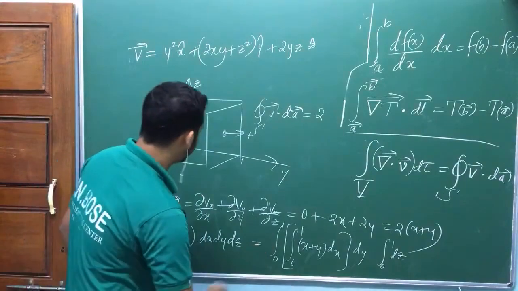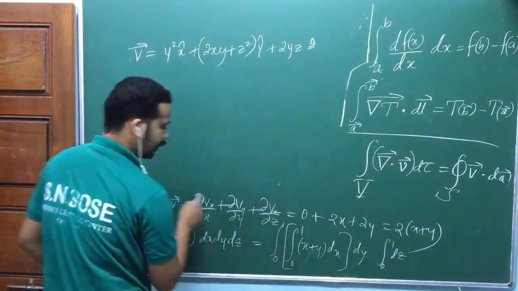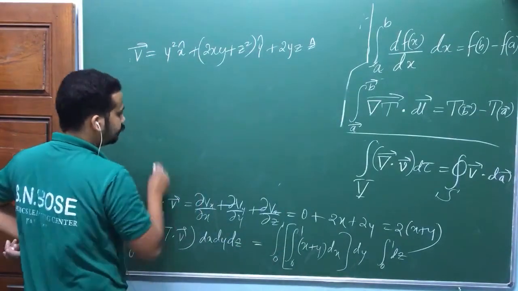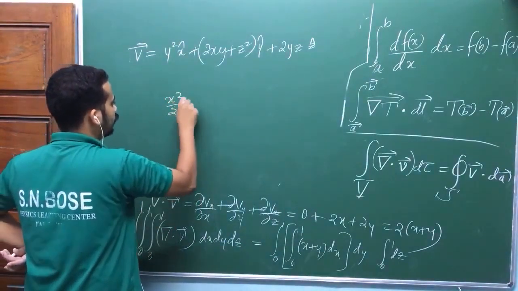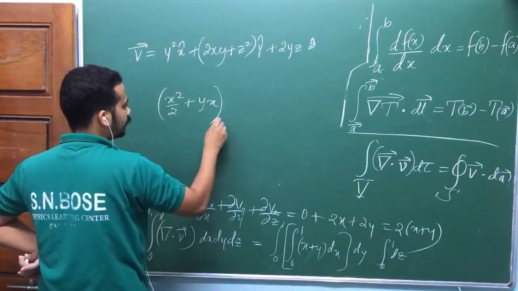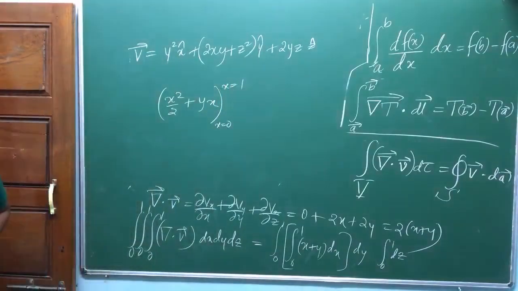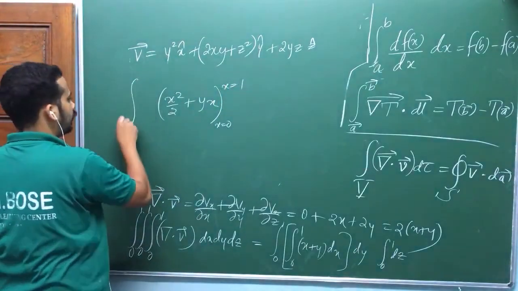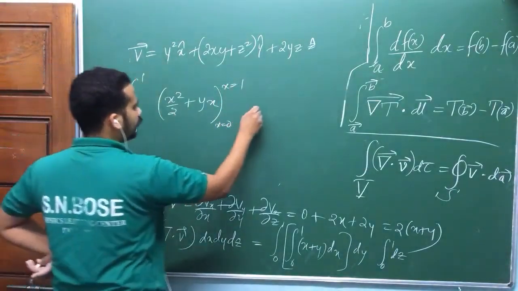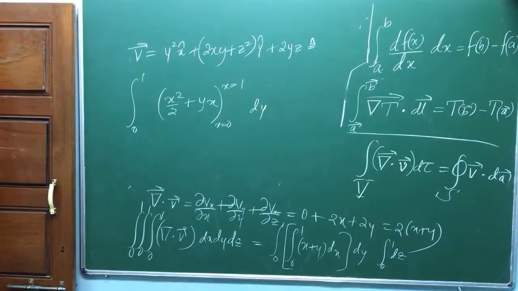You have to do it like this. I hope you know how to do that triple integral. 0 to 1 x plus y dx. X square by 2 plus y into x, running from x equal to 0 to x equal to 1, isn't it? Then integral 0 to 1 dy dz part is 1. Any mistakes? Wait. Any mistakes here in this step?